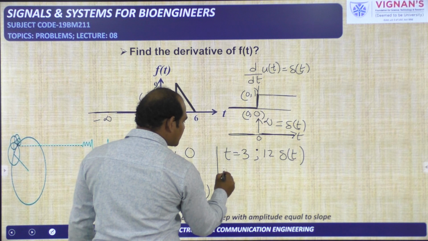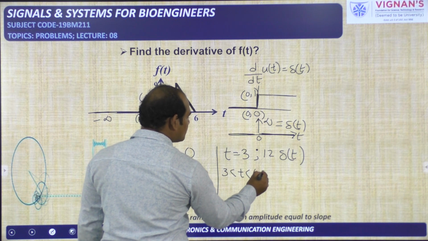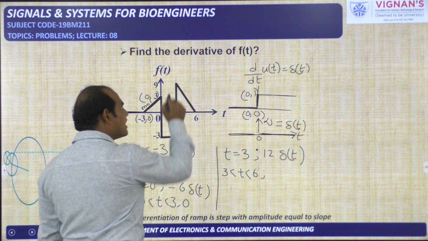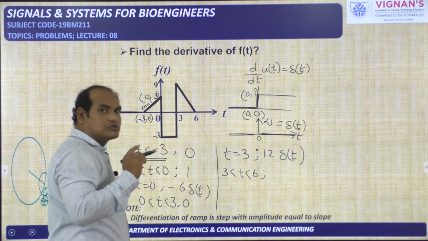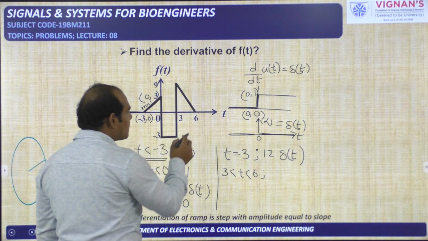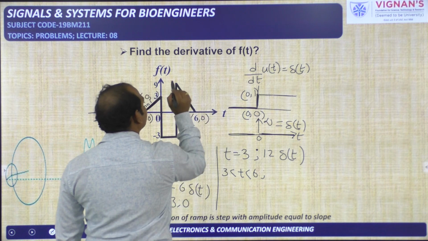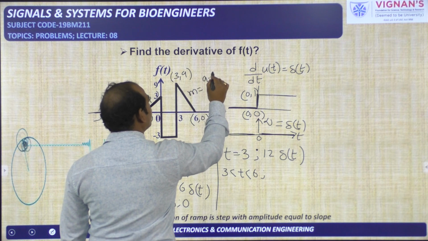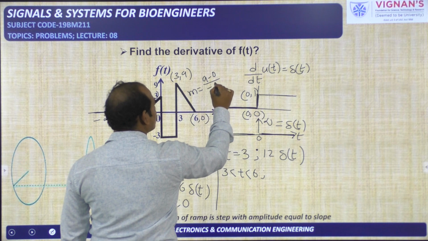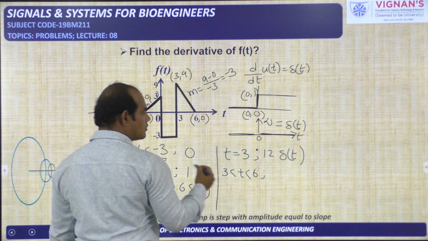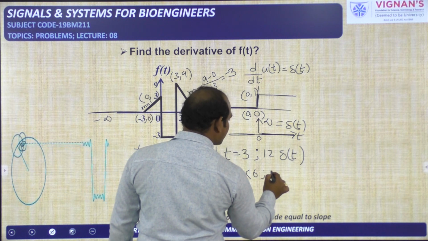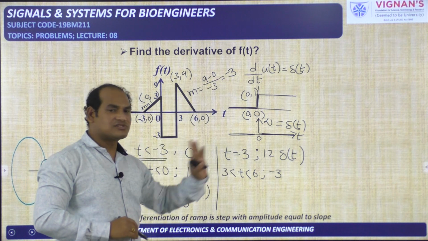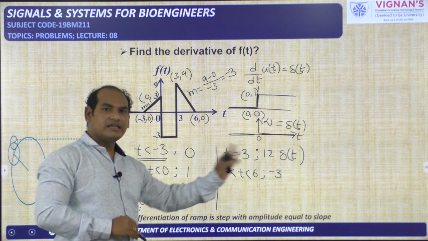Next, when t is from 3 to 6, the amplitude of the signal is decreasing. As time is increasing, amplitude is decreasing, so it has a negative slope, which we need to find. Here the coordinates are (6, 0) and here (3, 9). The slope is 9 minus 0 by 3 minus 6, that is minus 3. If you take the derivative of a ramp, the result is the slope only. The slope we calculated is minus 3, and here I have written it.